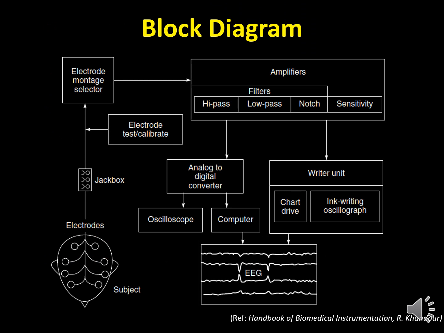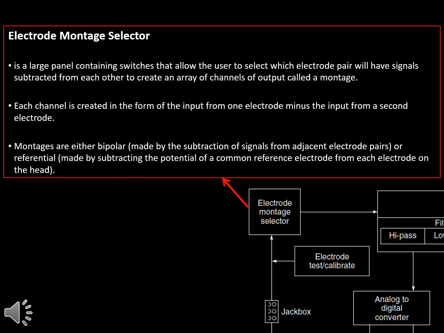An electroencephalogram is recorded simultaneously from an array of many electrodes. The electrodes are connected to separate amplifiers and writing systems. Commercial EEG machines have up to 32 channels. Now moving on to the functions of each block. First one, electrode montage selector.